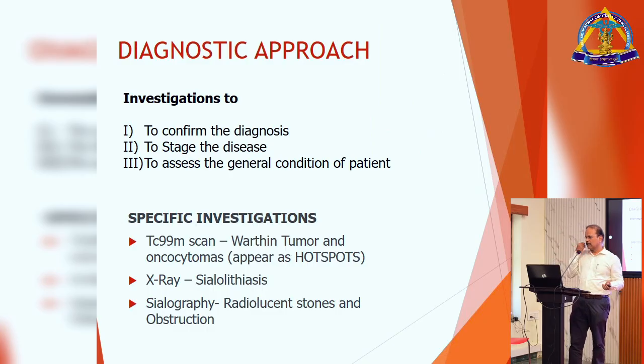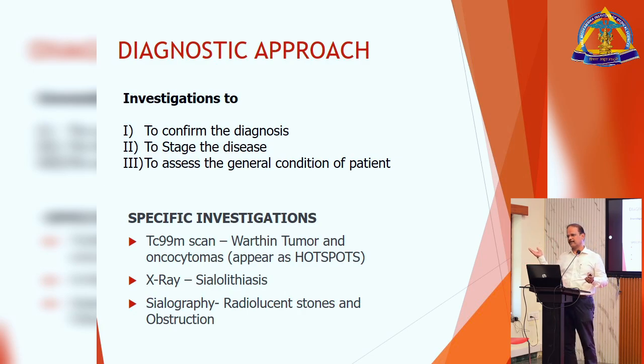Investigations: my own teachers taught me three categories, but don't say general and specific, because what is general in one category becomes specific in another. You can classify them into two categories. One is to confirm the diagnosis. Second is to stage the disease. Even hypertension has stages, diabetes has stages, CKD has stages, and malignancy also has stages. Then, to assess the general condition of the patient: how fit is he? These are the categories.